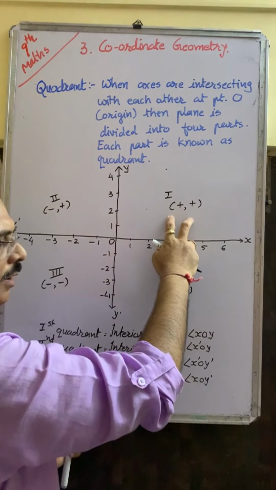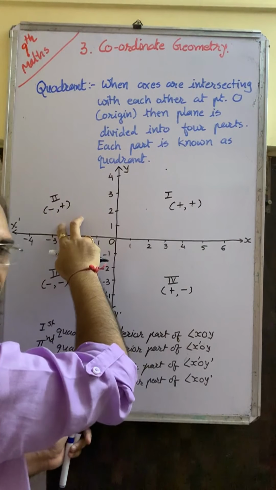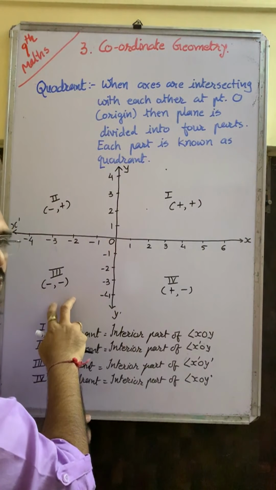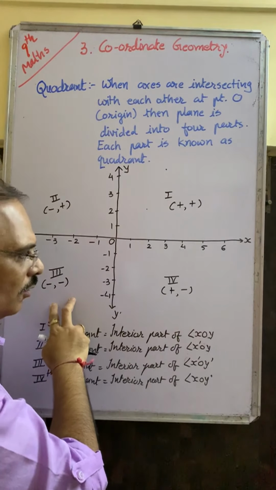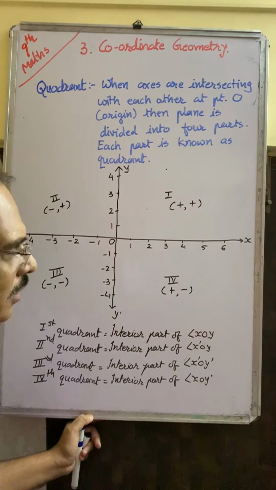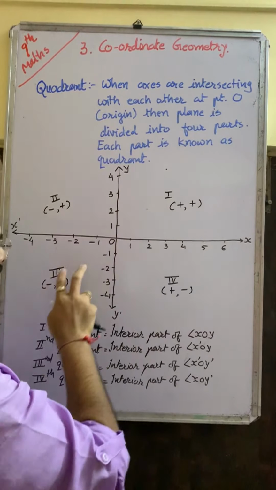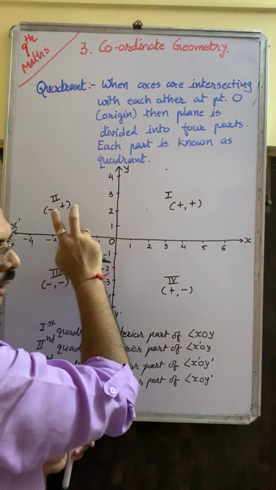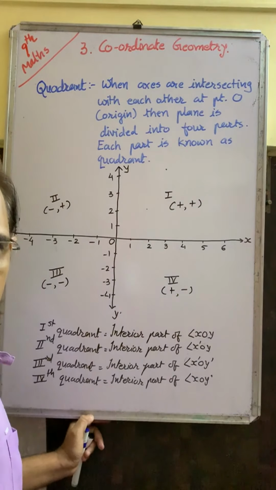Plus plus means first quadrant, minus plus means second quadrant, minus minus, both negative, is called the third quadrant, and plus minus is called the fourth quadrant. Okay, here plus plus, here minus minus, here minus plus, here plus minus, opposite.